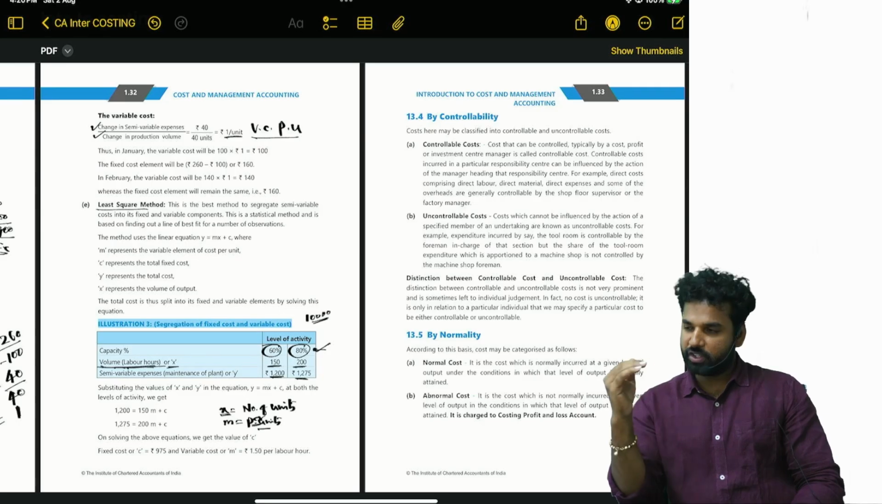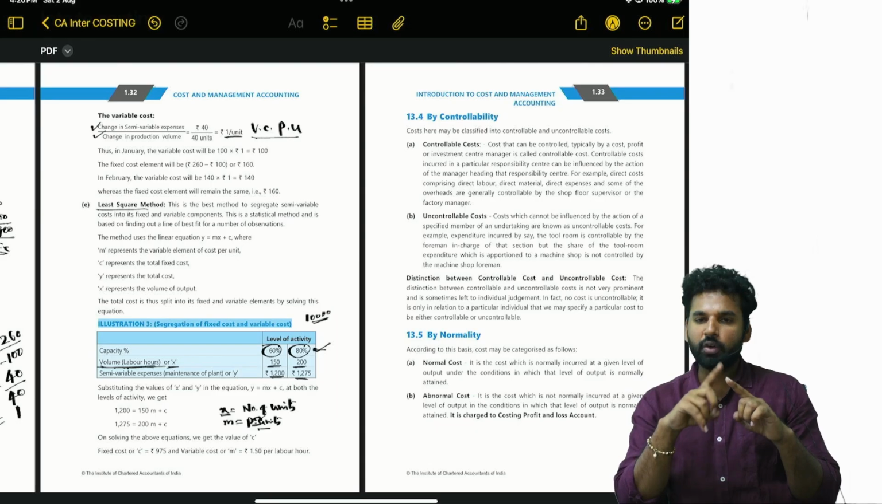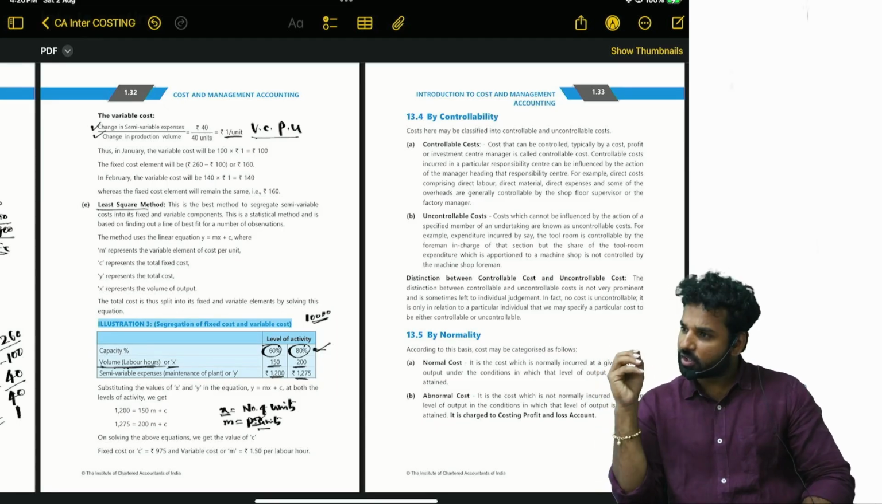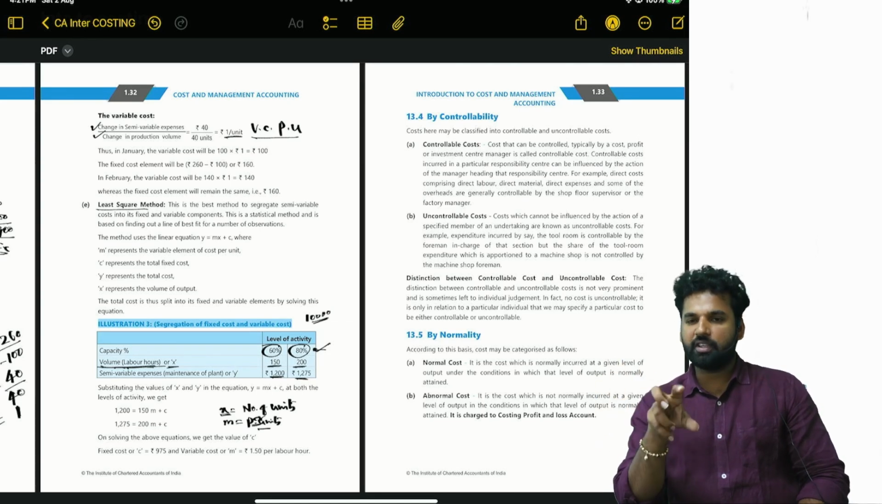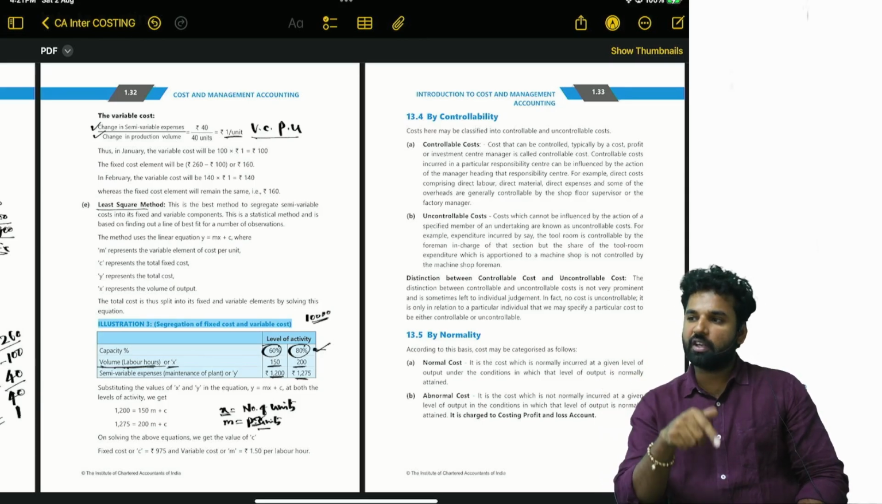Next is semi-variable cost, which is neither fixed cost nor variable cost. Now we have methods for segregation of variable cost and fixed cost. Out of the four methods, the high-low method is important. It will be used whenever the sales volume or sales value is given. Cost shall be given, and corresponding to cost, sales value or volume is given. If the sales value is given, use the high-low method.